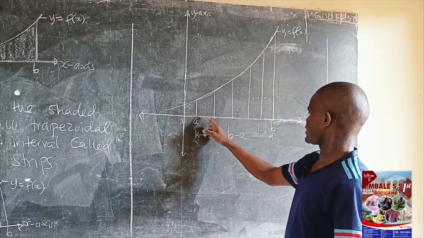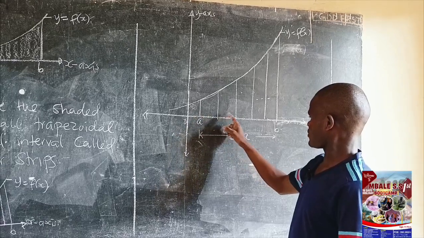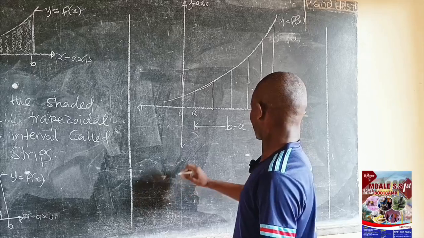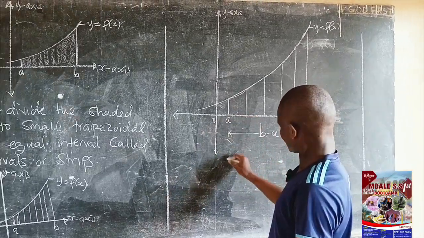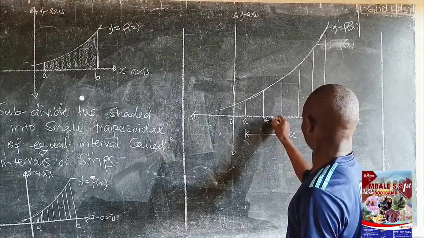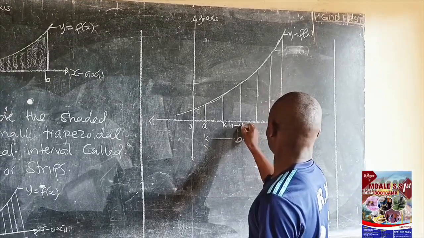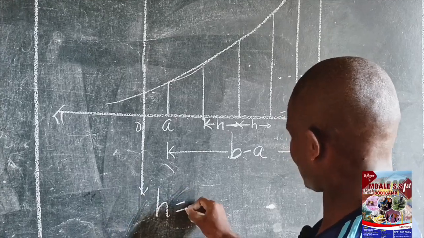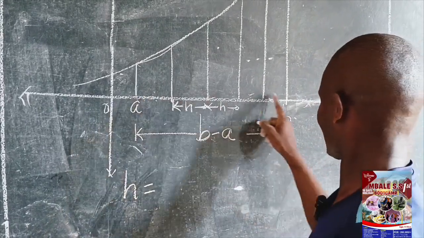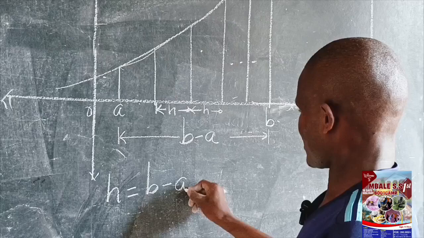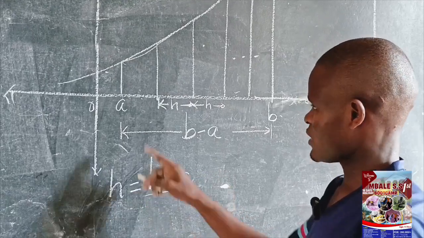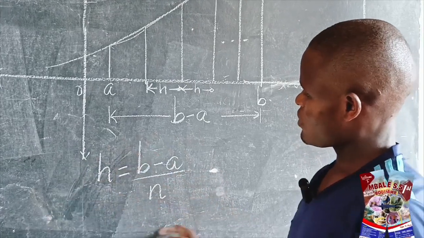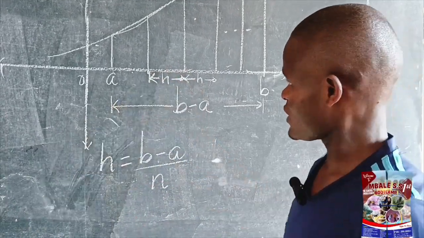Now we divide this in such a way that the distance from here up to here is the same as from here up to here, and these form the number of strips. Each of these has width h. So with very many of them, this h will be the whole distance, which is b minus a, divided by the number of subintervals you are forming, n. This is the formula for getting each width.